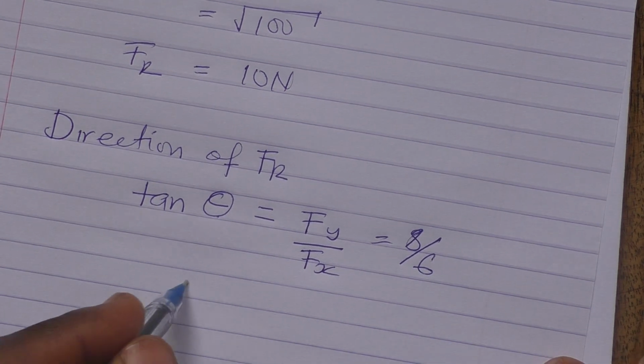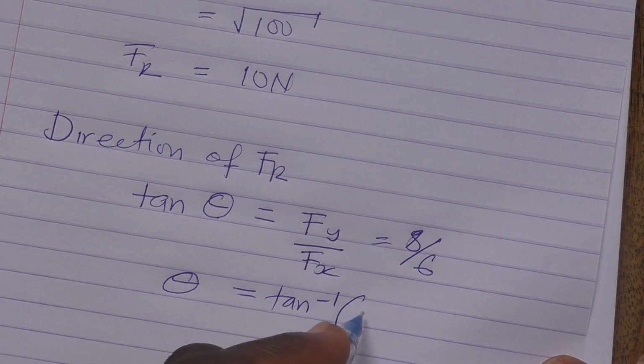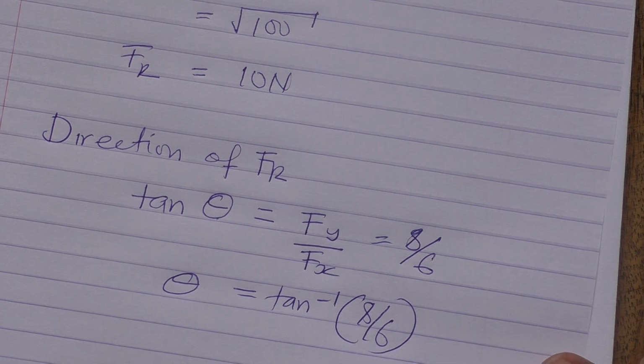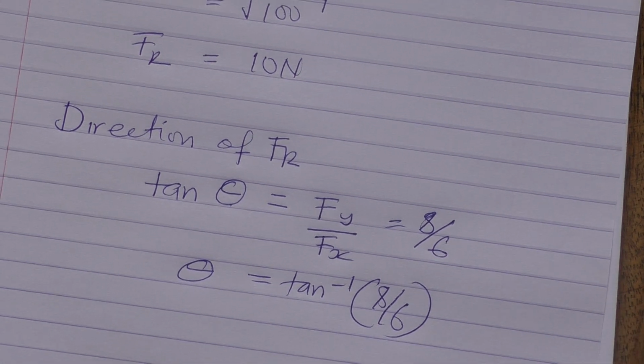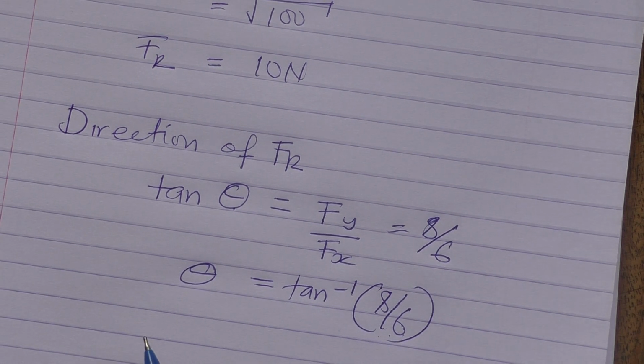And now theta will be the arctan of 8 over 6. So once you get the arctan, how do we get arctan? Press shift on your calculator, then tan. Open bracket, write 8 over 6, close brackets, press equals. That gives us the direction.